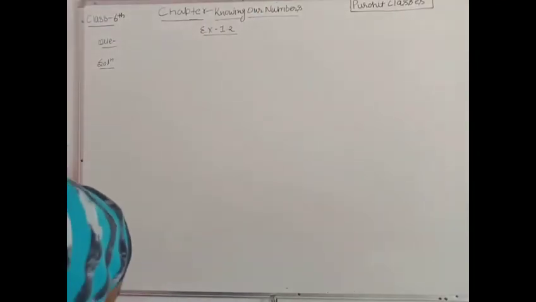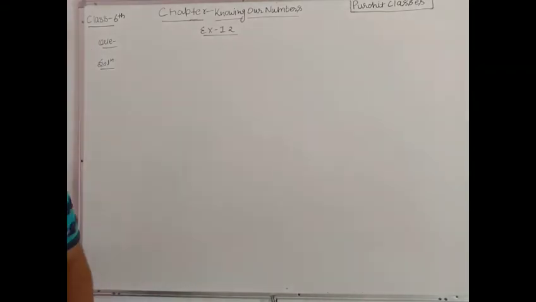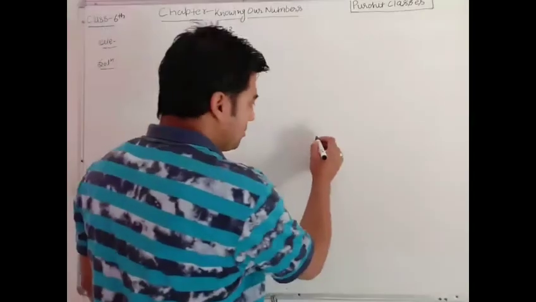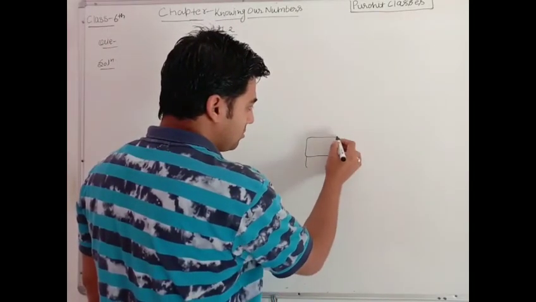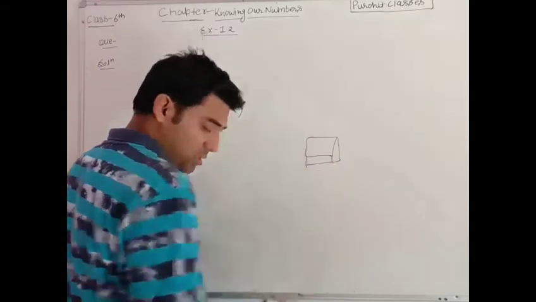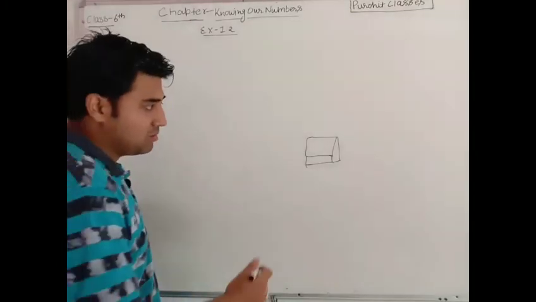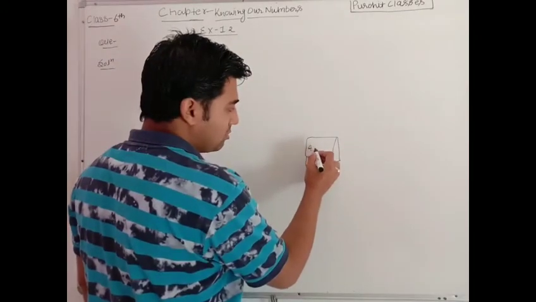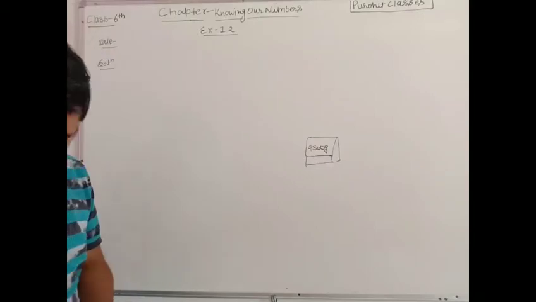Now let's see question number 10. It says medicine is packed in boxes, each weighing 4 kg 500 gram. Suppose this is a box in which I have to pack the medicines, each weighing 4 kg 500 gram. If we convert, 4 kg will become 4000 gram, so this is 4500 gram.